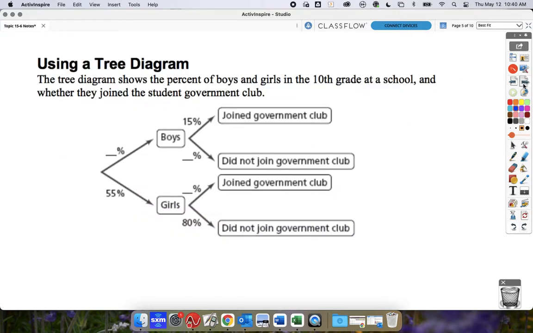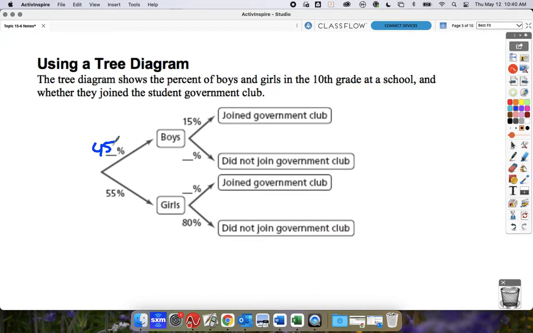All right. Here's the tree diagrams. I like these. These are fun for me. These are in your notes. It says the tree diagram shows the percent of boys and girls in 10th grade, and whether they joined the government club or not. So can we fill in some blanks here? If there's 55% girls, how many have to be boys? 45. That accounts for 100% of the people in the survey.